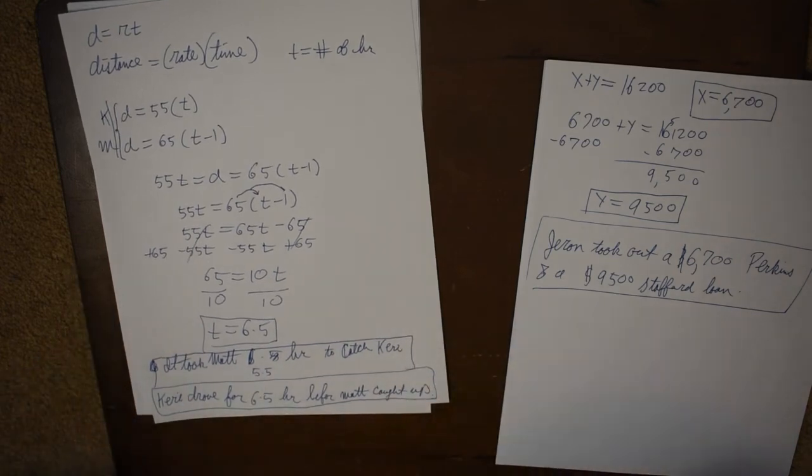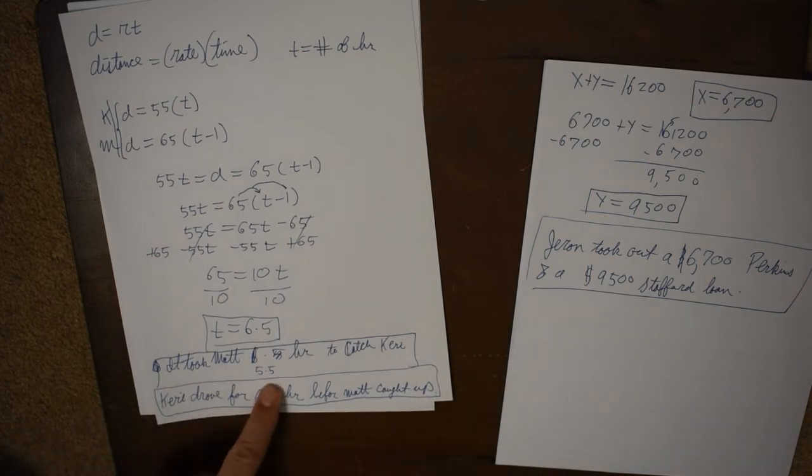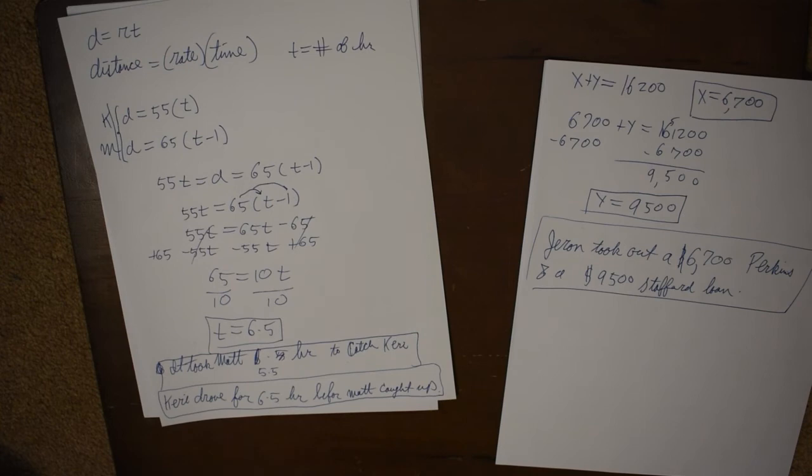If the question is asking how long it took Matt to catch Carrie, well, it only took Matt 5.5 hours to catch Carrie. But if the question was how long was Carrie driving, well, Carrie drove for a total of 6.5 hours before Matt caught up with her.